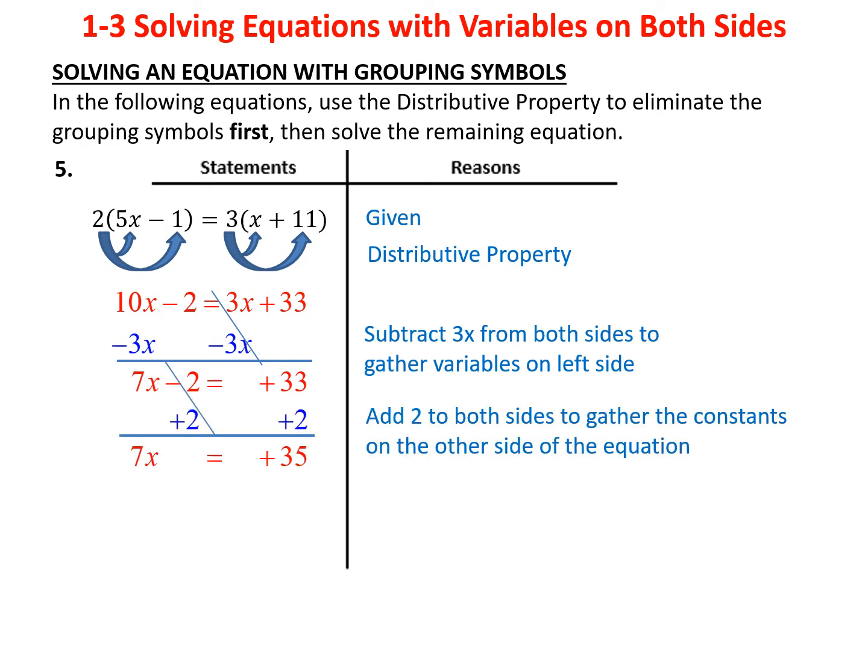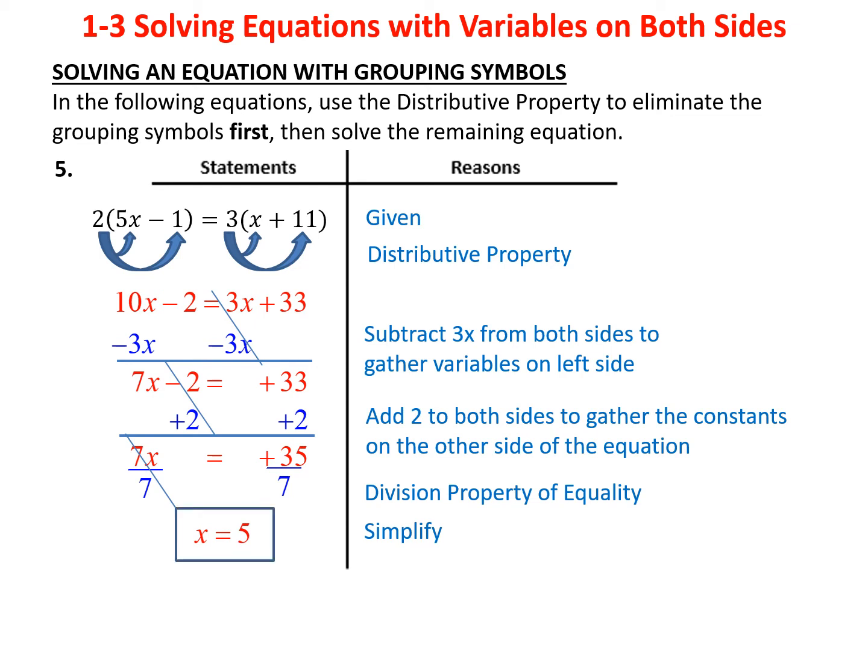And now we're going to undo the 7 times x by dividing by 7. Again, remember, adding 2, subtracting 2, dividing by 7, we always do the same thing to both sides of the equation. If you don't do that, then it no longer becomes equal, and the equation is bad. So now we end up with x equal 5, and that's our answer.